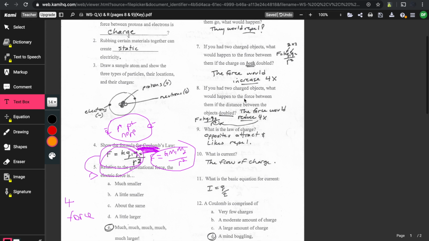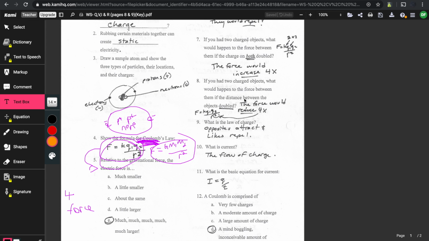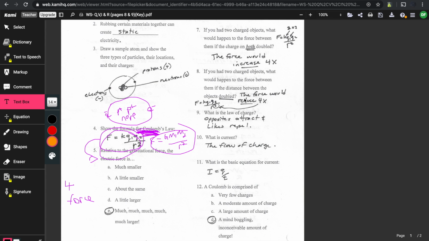repel. If you had 2 charged objects, what would happen to the force between them if the charge on both doubled? So look here, F equals k Q1 Q2. If you double the charge of the first one, double the charge on the second one, you get 2 times 2, which equals 4, so the force would increase by 4 times.